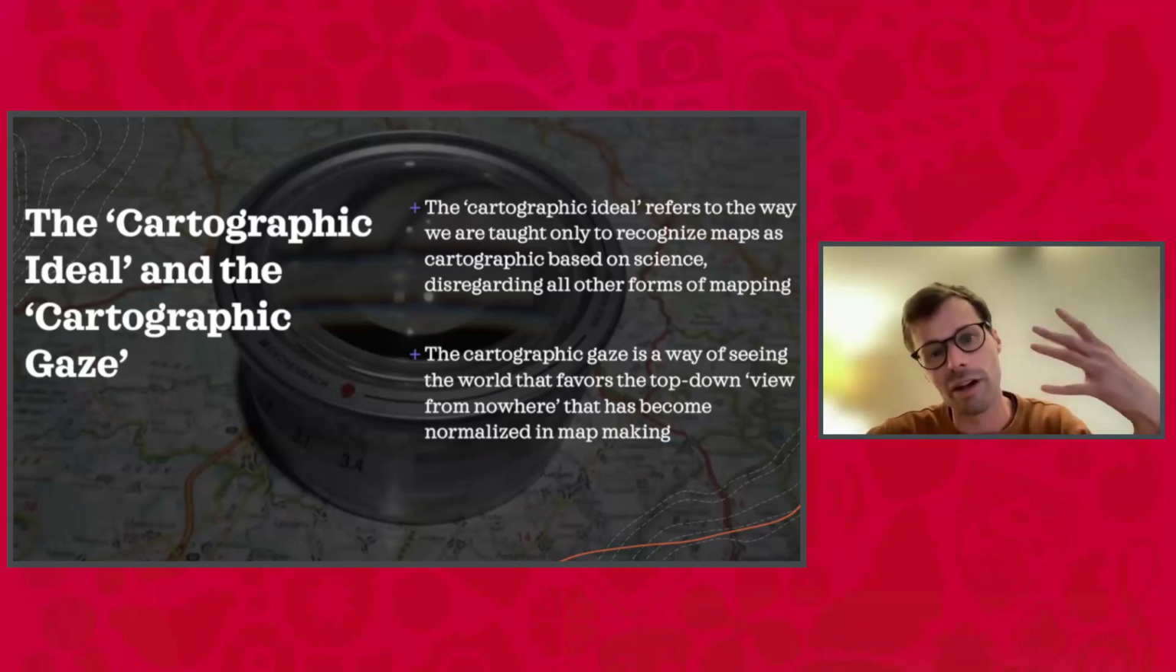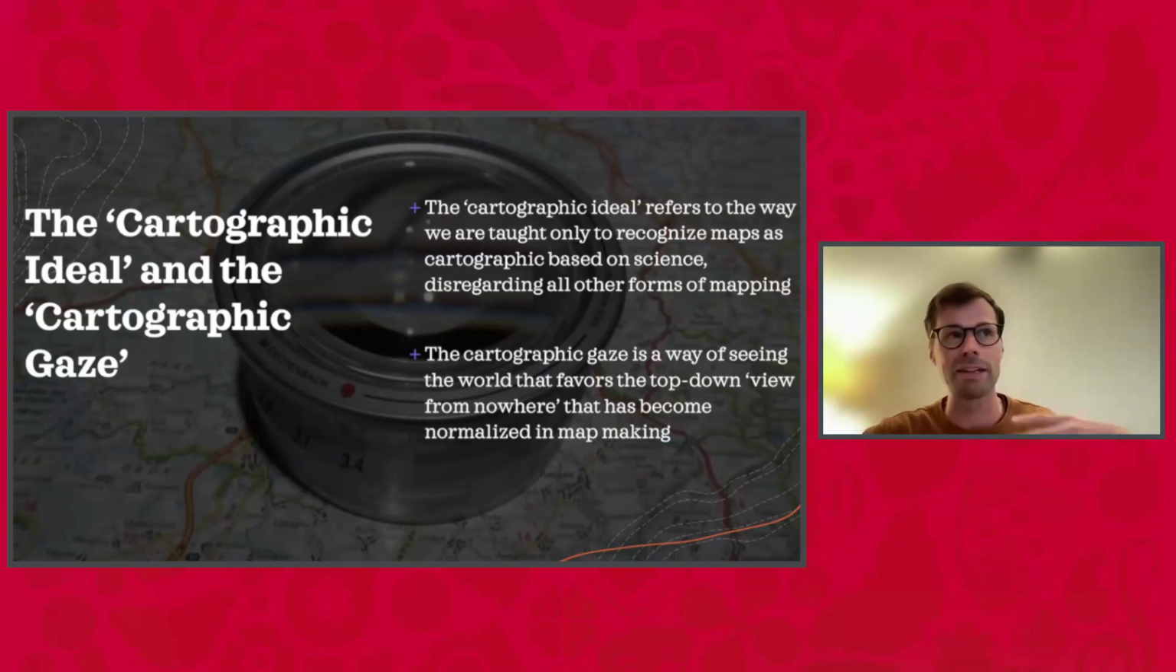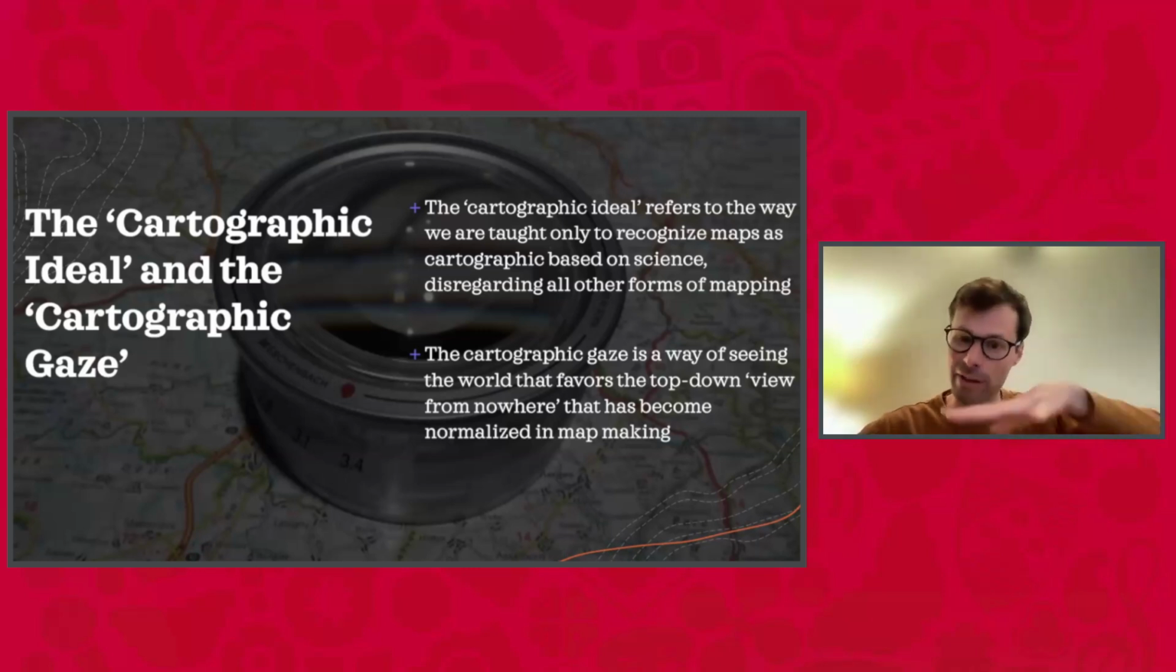So when we start thinking through where the cartographic ideal came from, where the cartographic gaze emerged from, this gets us away from the idea that that viewpoint is a natural viewpoint, rather than a socially produced, historically situated viewpoint.